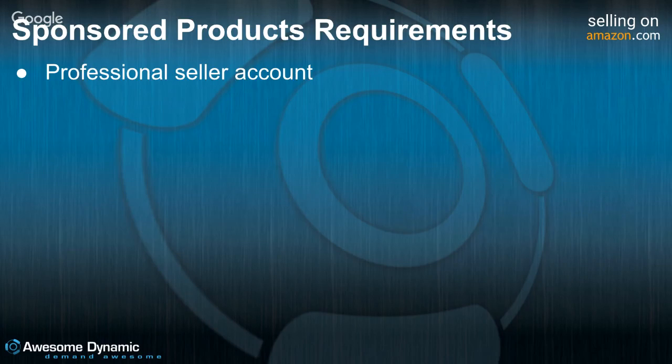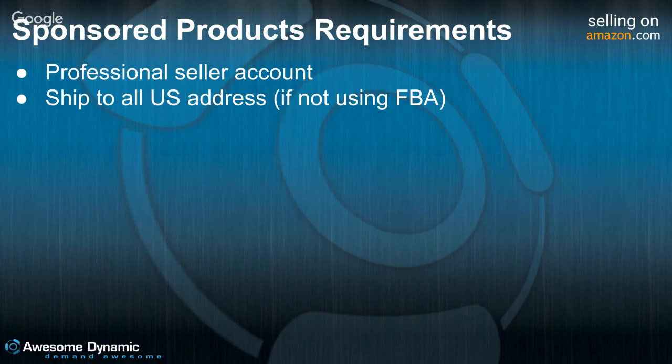The first thing that you need to have in order to even unlock the ability to do any kind of pay-per-click campaigns is a professional seller account, and that's that $40 per month. And this is one of the benefits among many that you get to be on that professional seller account. The next thing is that you have to have the ability to ship to all U.S. addresses. Now, this is not applicable if you use the FBA program because you already are shipping to all U.S. addresses. But if you're fulfilling yourself, you need to make sure that you have those options enabled.